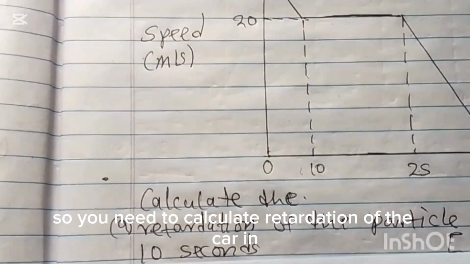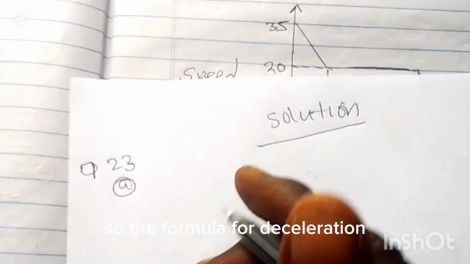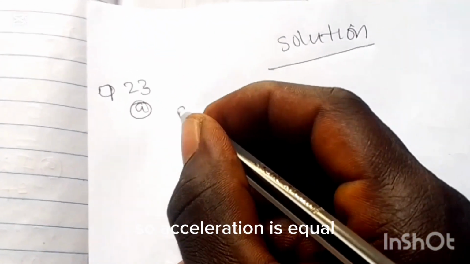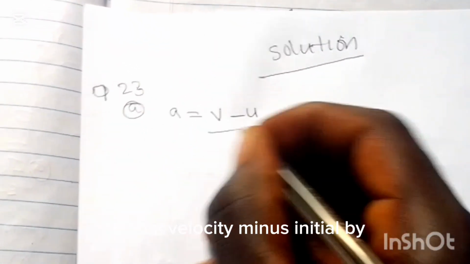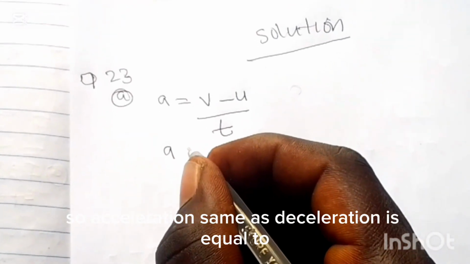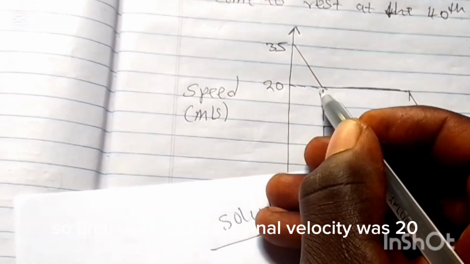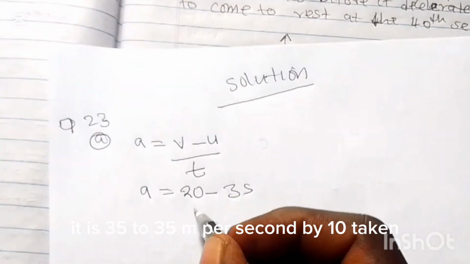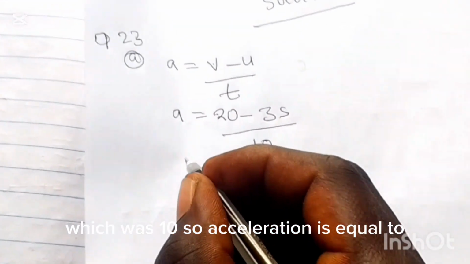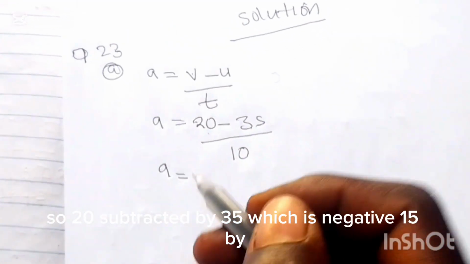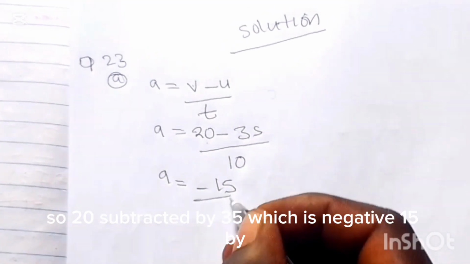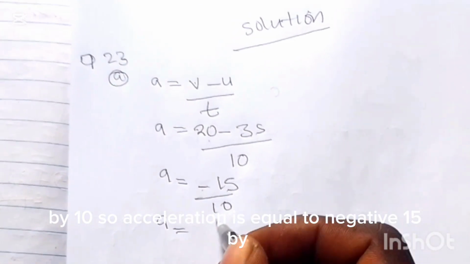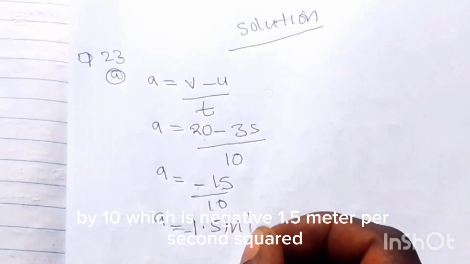And they say retardation. So we need to calculate the retardation of the particle in the first 10 seconds. The formula for deceleration is the same as for acceleration. So acceleration is equal to final velocity minus initial velocity, by time. The final velocity was 20 meters per second, minus the initial, where it started, which is 35 meters per second, by time taken, which was 10. So 20 subtracted by 35 is negative 15, by 10, which is negative 1.5 meters per second squared.